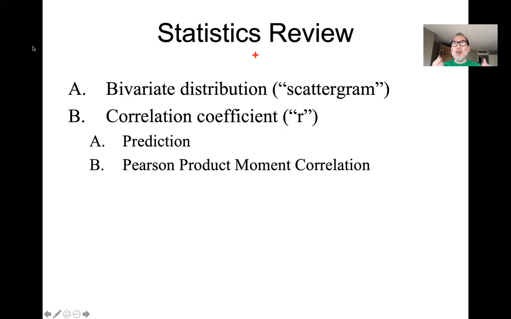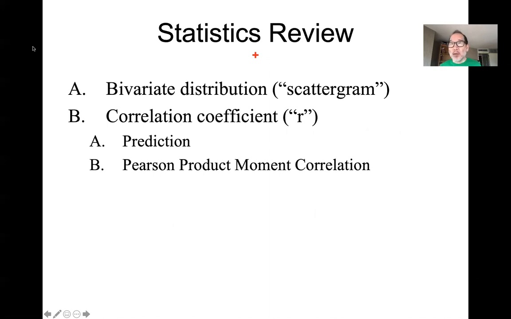All right, woohoo, stats review. So we're going to be doing a little bit of stats review, nothing too heavy duty, okay? But necessary. For our purposes, we're going to be looking at the statistical ideas related to the correlation index.